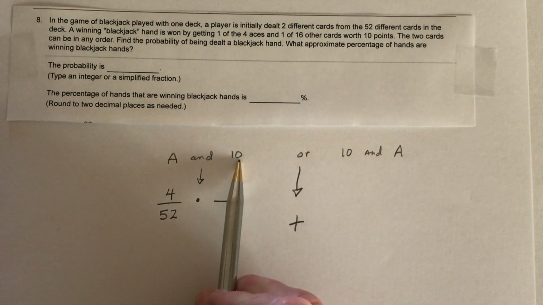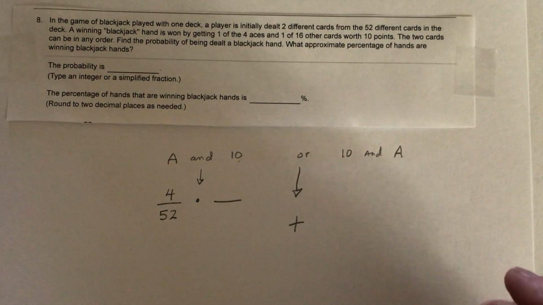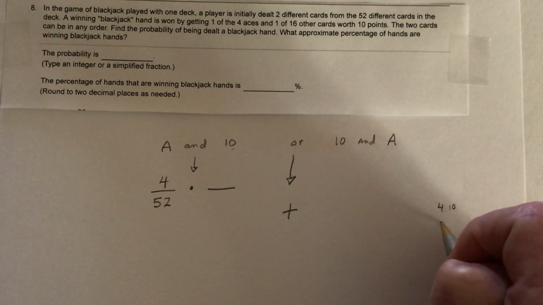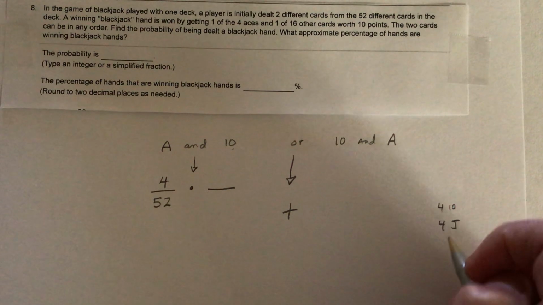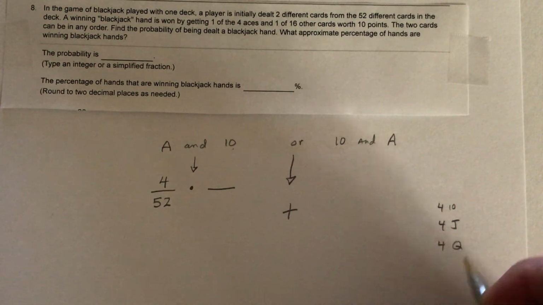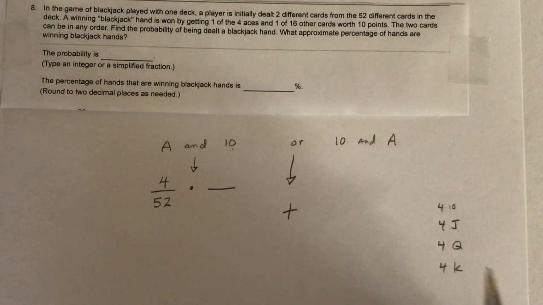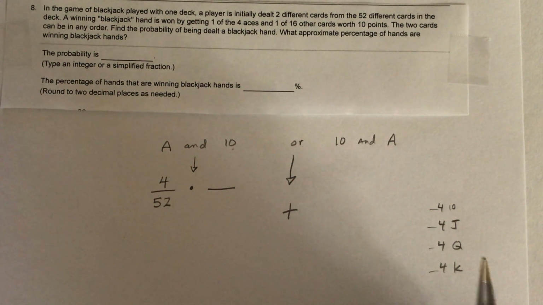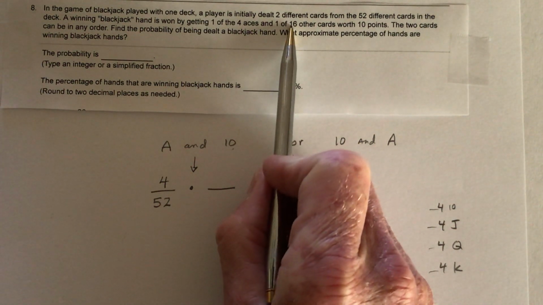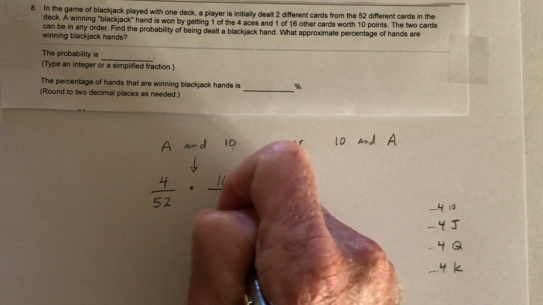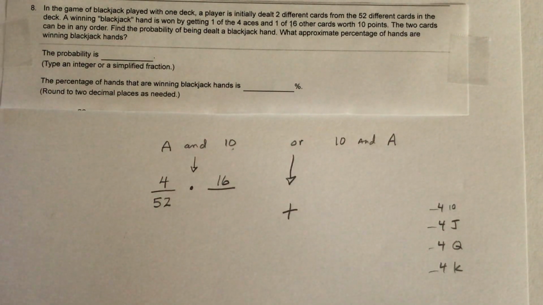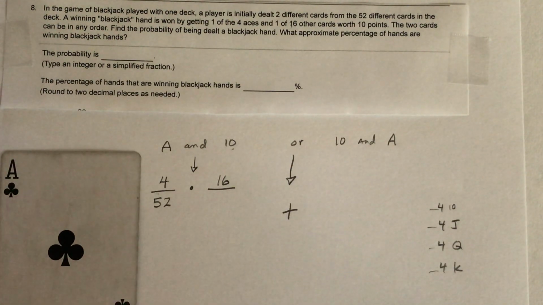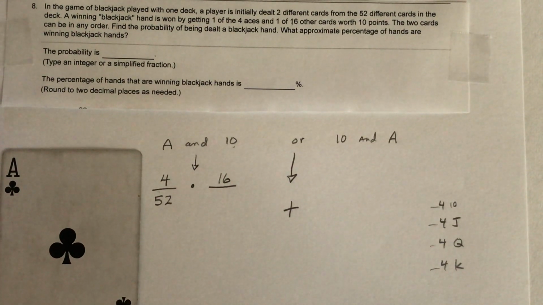Now for the 10 cards, well, there's 4 tens, there's 4 jacks, which are worth 10 points, there's 4 queens, and there's 4 kings. So that would be 4, 8, 12, 16. So that's what they're talking about right over there. So 16 possibilities. And because for my first card, I already got dealt an ace.